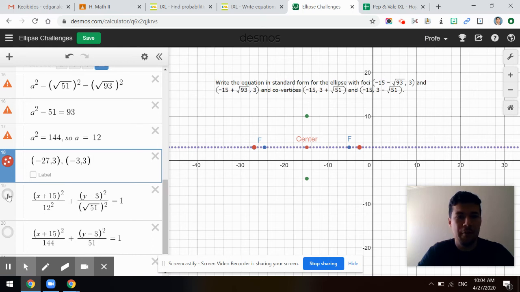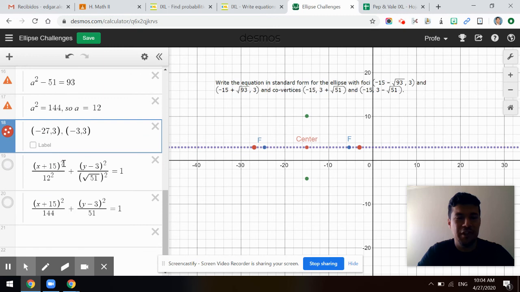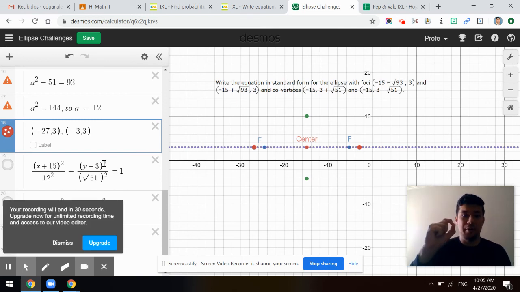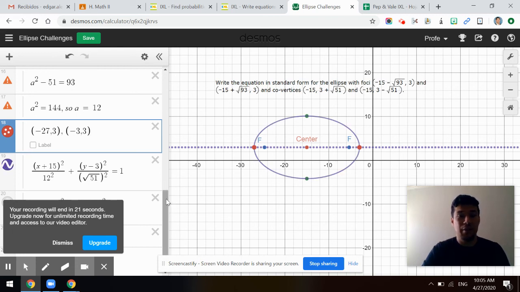So I'm going to go ahead and fill in my information into my standard form. That's x plus 15 squared, because my center is at -15, divided by 12 squared because I'm going 12 units in each direction, plus y minus 3 quantity squared because my center is at 3 in the y, and then over the square root of 51 squared because I'm going up the square root of 51 and down the square root of 51, equals 1. And you'll see that I get the right ellipse.